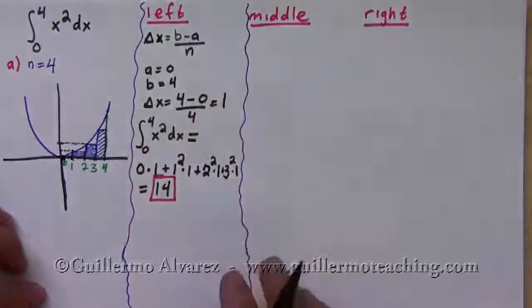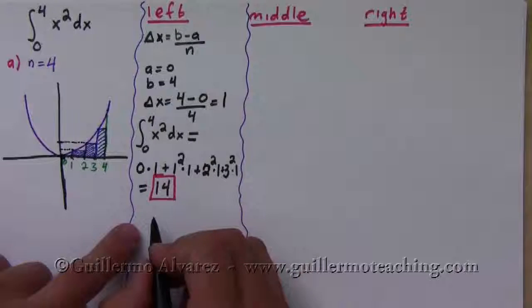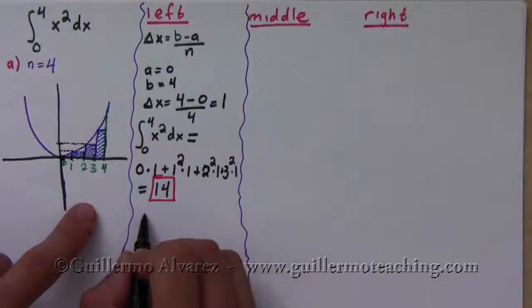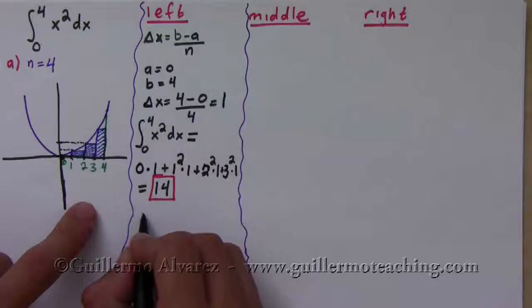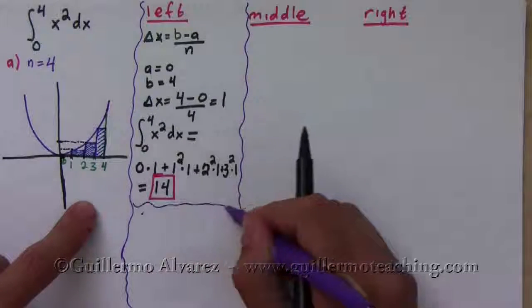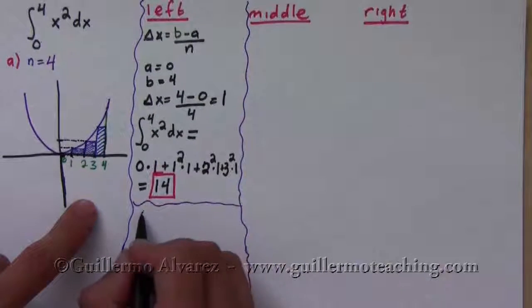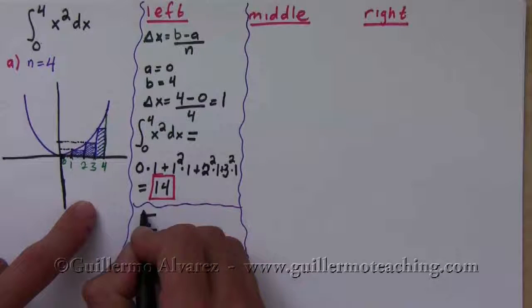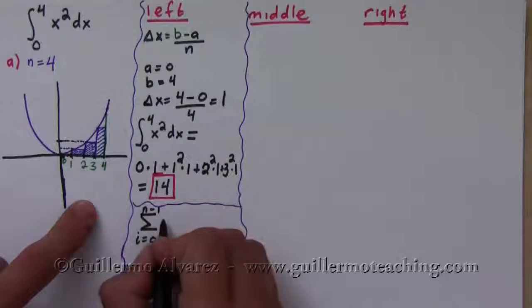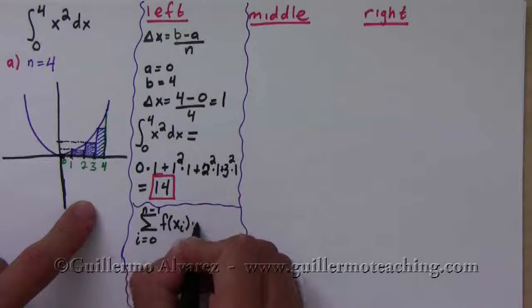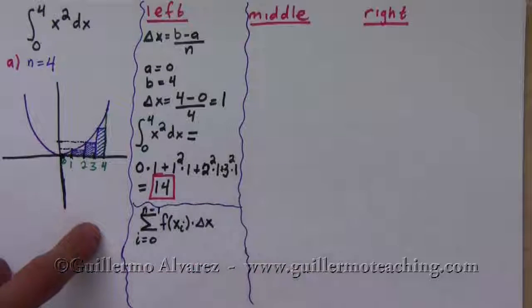So we're going to first remember that the left-hand approximation, this is the formula for the sum. So let me separate this right here. Okay, so what we're going to have is the sum from 0 to n minus 1 of f of x sub i times delta x.